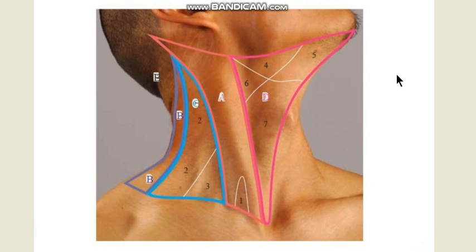Hello everyone. In this video we are going to take a look at the posterior triangle. Now in this photograph of the neck you can see the outline of the posterior triangle in blue over here, and you can make out that the posterior triangle is bounded in front by the posterior border of the sternocleidomastoid. Behind it is bounded by the anterior border of the trapezius.